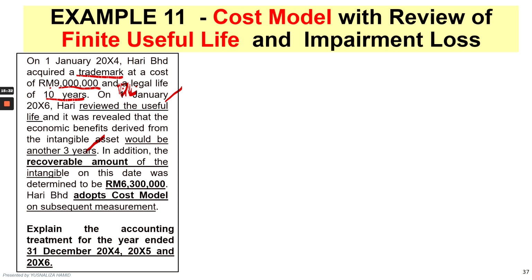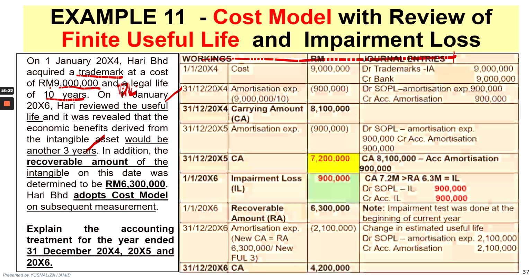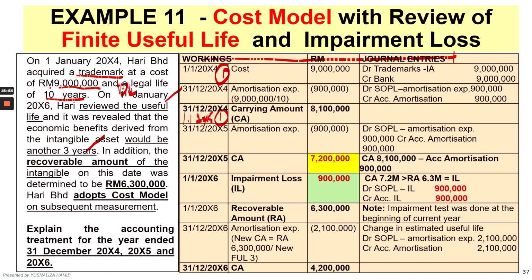So if you can see here, there is 3 years involved. One is on 1st of January 2000 x4. This is the first year. And then you have 1st of January 2000 x5, which is actually here. Another one is the third year, that is 1st of January 2000 x6. So what you need to do is you need to work out the cost, and the cost has been given, 9 million. So go and debit the trademark, credit the bank, because this is initial recognition.